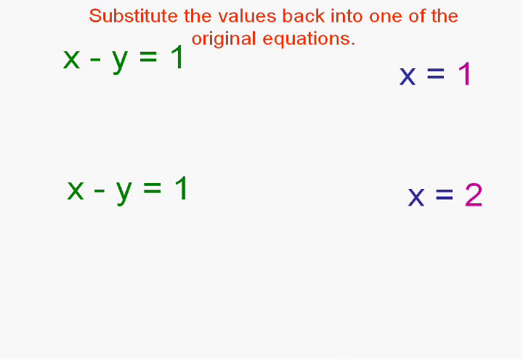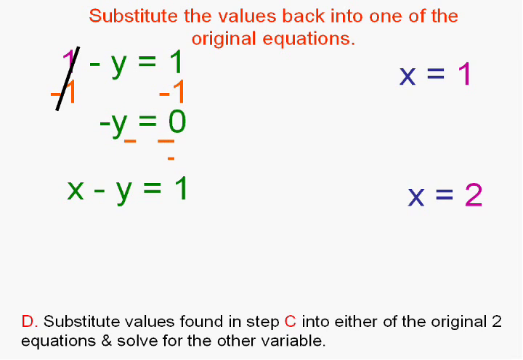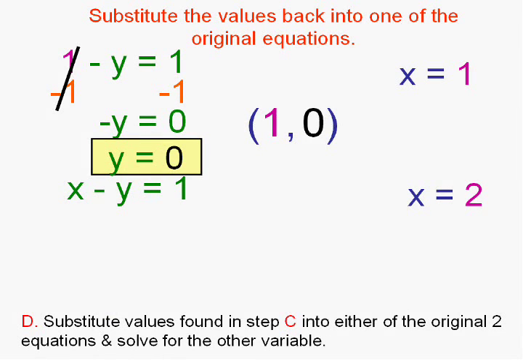Now I need to substitute each of those x's into the other equation and find y. Since I have 2 points of intersection, I have to do 2 separate substitutions. So I'll put 1 in instead of x and solve for y. Subtracting 1, I get negative y equals 0. And if I divide by -1, y is 0. So in that case, I end up with the point 1 for x and 0 for y. That's one point of intersection.